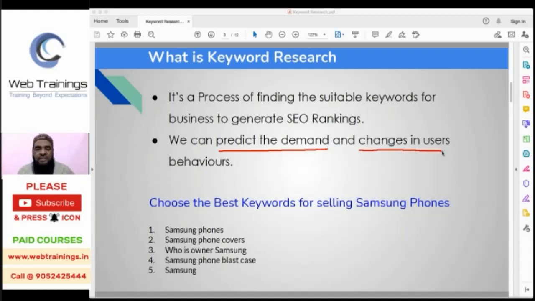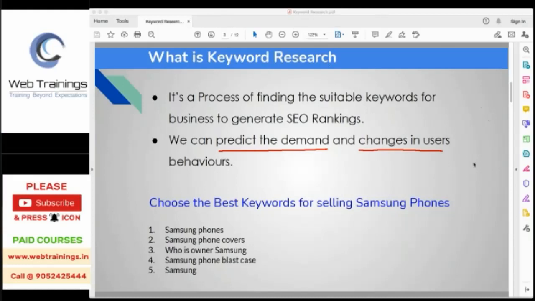And also changes in the usage behavior: how the user is searching, what kind of interest they have, what kind of concept they have. I'll give you an example, okay? You'll understand more effectively. 5 years back, if you wanted to buy jeans, what kind of jeans would you buy? What would be your query?